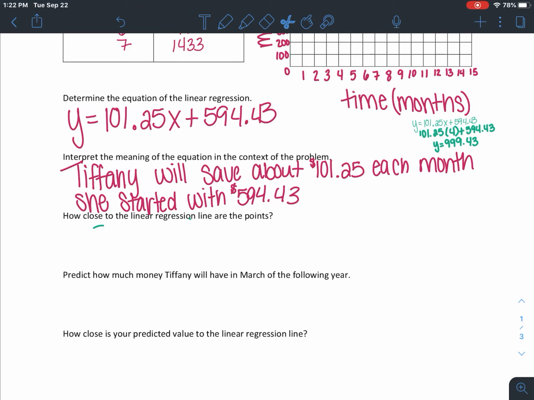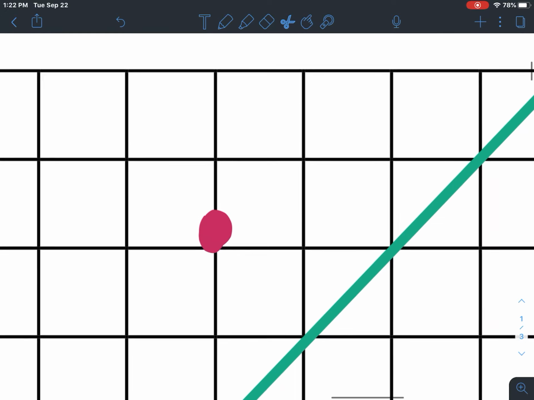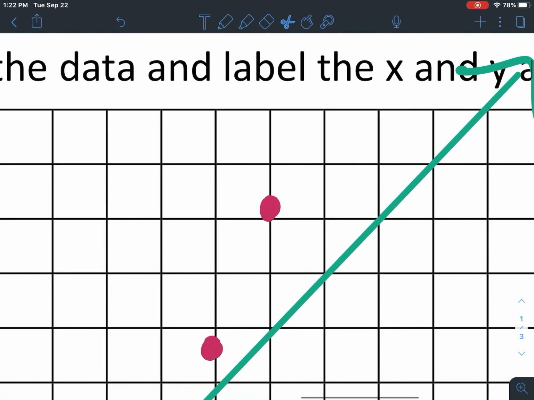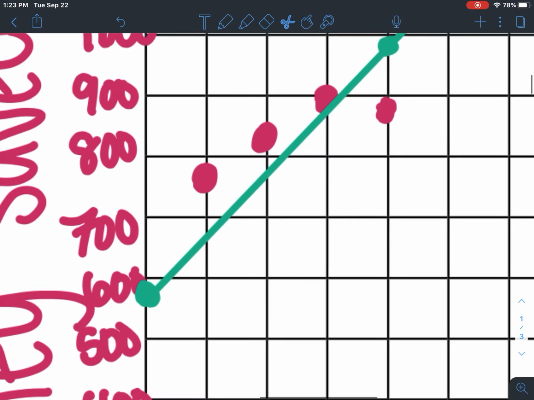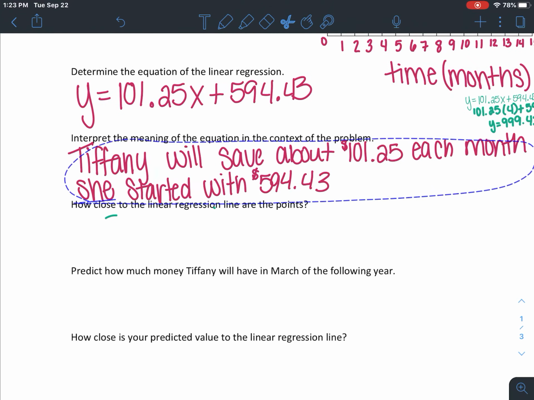And then how close is the linear regression line to the points? I would say that most of the points are pretty close to our line of best fit. Maybe this point is a little farther off from our line, but the points down here are all relatively close to our line of best fit. So I said most of the points are pretty close.